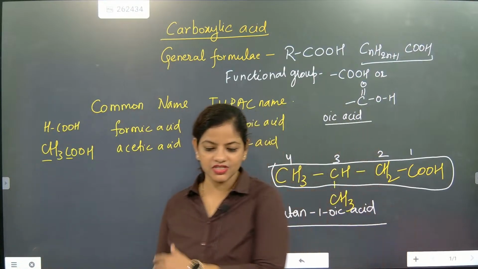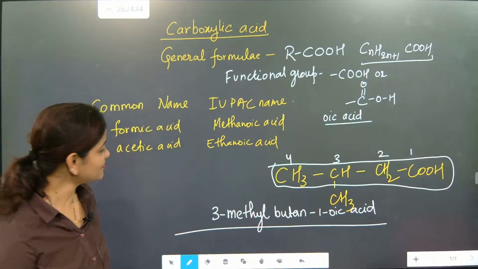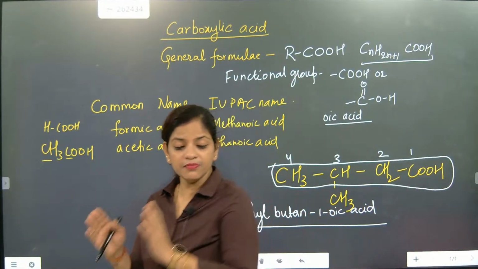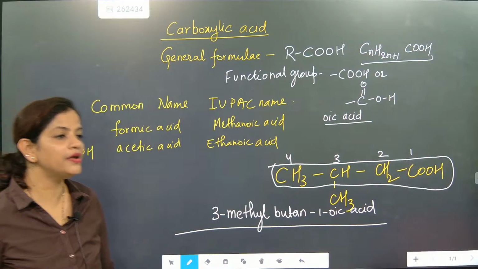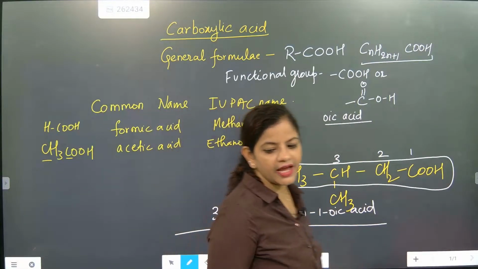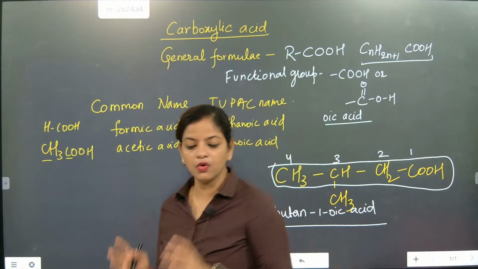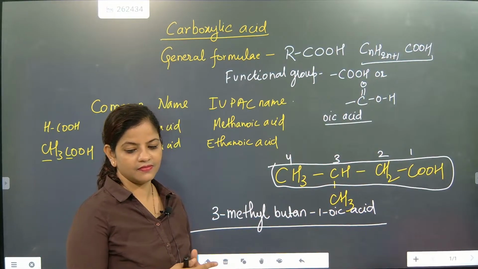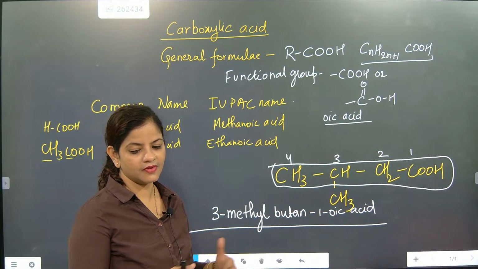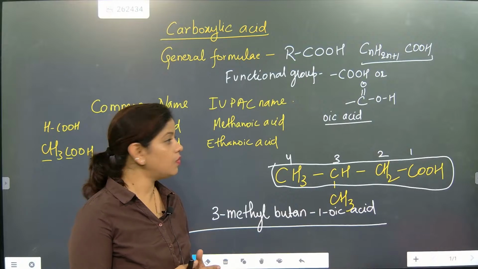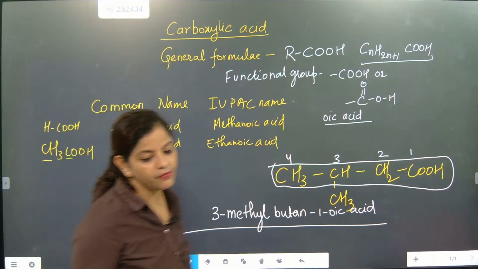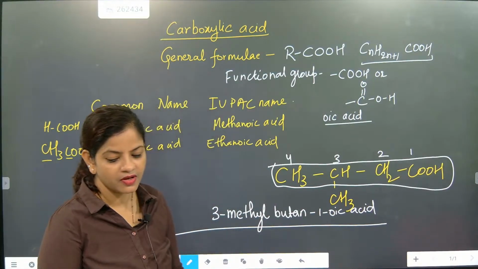Thank you, Tipesh. Okay, now listen. So this is called what, beta? 3-methyl butane 1-oic acid. One is the functional group, and so attaining the functional group is very important. This becomes very specific.